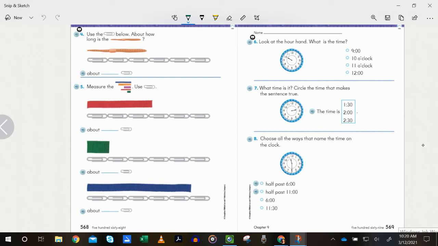Number 5 has 3 different questions. It says measure the ribbons and use the paper clips. So we have a red ribbon, say about how many paper clips, green, about how many paper clips, and blue, about how many paper clips.